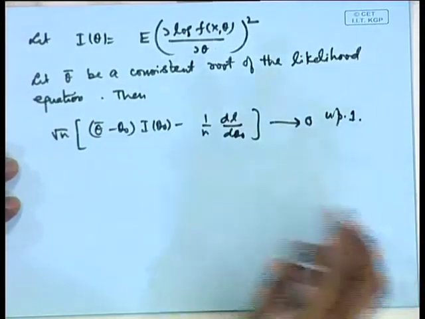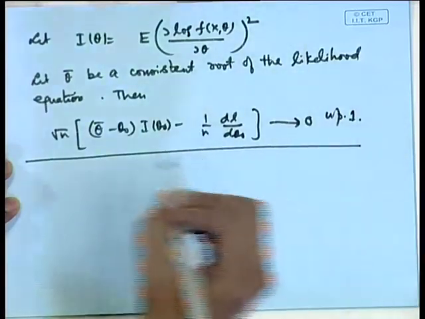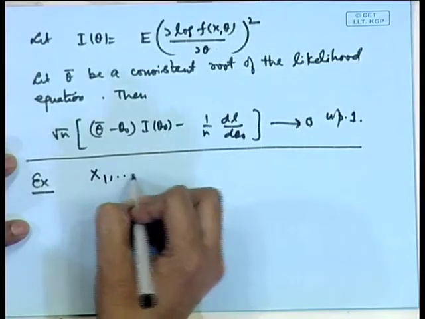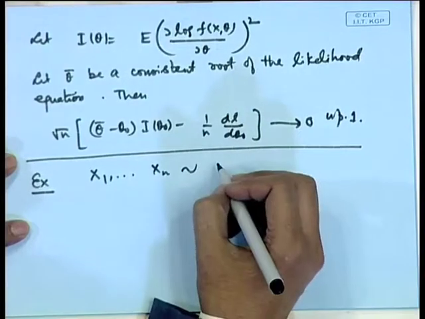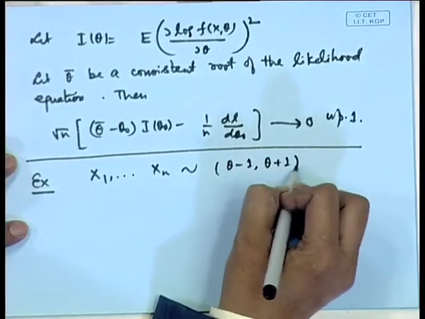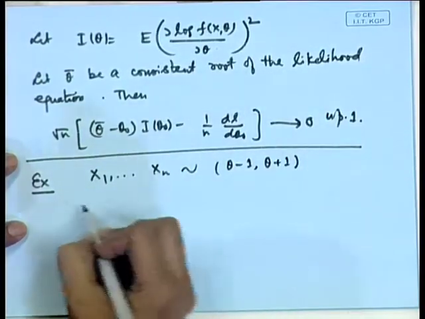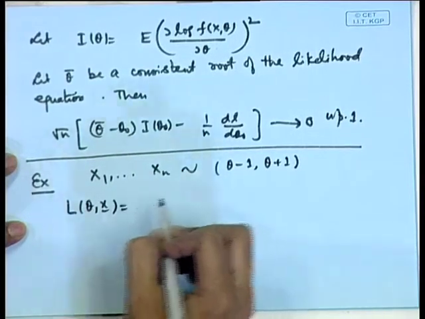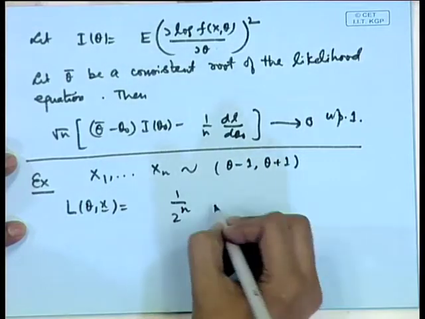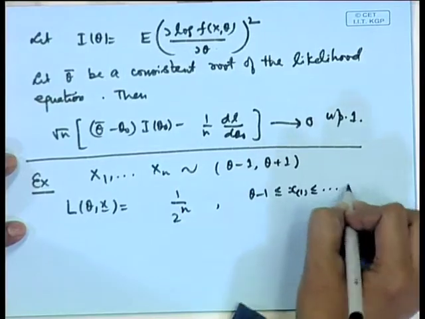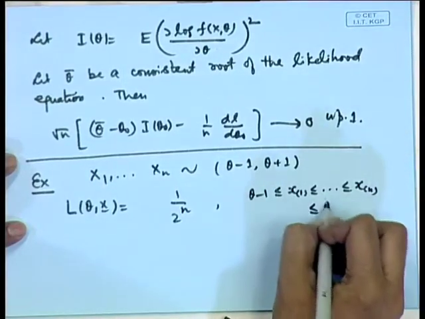We further consider the case when the maximum likelihood estimators may not be unique. Let us take say x 1, x 2, x n follow a uniform distribution on the interval theta minus 1 to theta plus 1. So, the likelihood function in this particular case will be equal to 1 by 2 to the power n for theta minus 1 less than or equal to x 1 and so on less than or equal to x n less than or equal to theta plus 1.